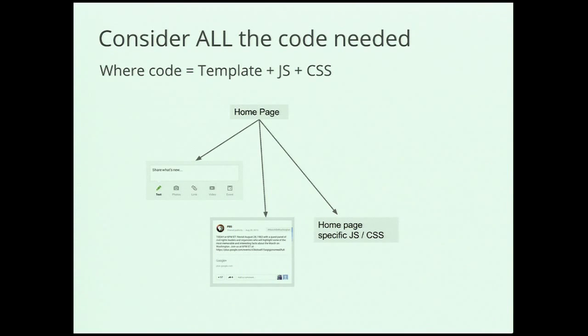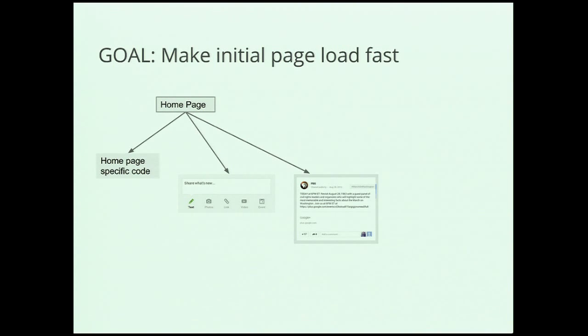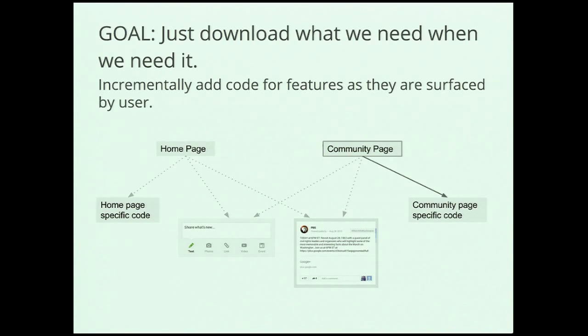So let's consider the larger problem of code that's downloaded on the browser. And this is not just CSS, but includes everything the browser needs to render the page, including templates and JavaScript. So for the home page we've already seen, we need code to render posts, render the ShareBox, and other homepage-specific elements. So one of our main goals here is when we first visit the home page, we want the page to be super fast, just load the minimum code needed to render just that page and nothing more. And then later, when we go and visit the community page or some other page, then incrementally load code just for the features needed for that.